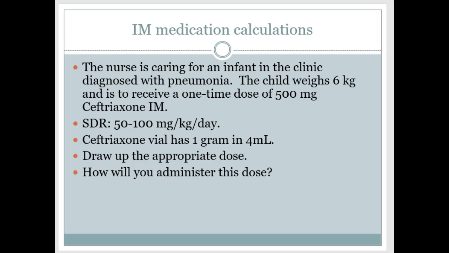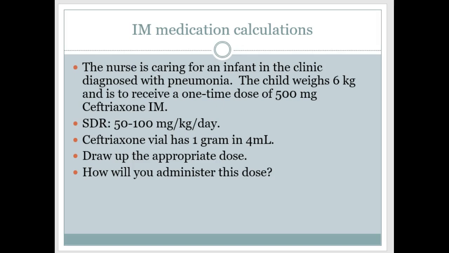So here's another calculation. A child is diagnosed with pneumonia and is getting a one-time dose of ceftriaxone IM. The safe dosage is 50 to 100, so we can quickly do that since it's a one-time dose. This child is going to get the max volume for that day, so 6 times 50 is 300, and 6 times 100 is 600, so the most that they could get in a day is 600, and we're giving 500, so that looks good. Now we have the 1 gram per 4 mL.